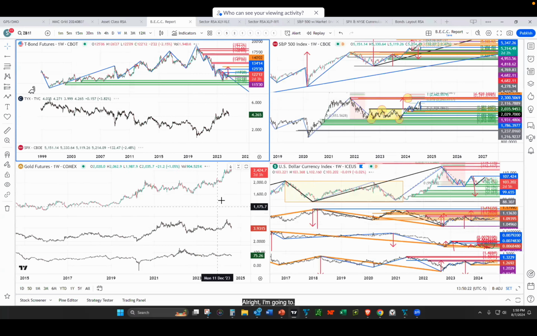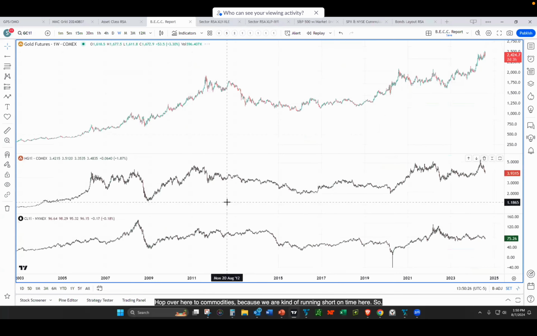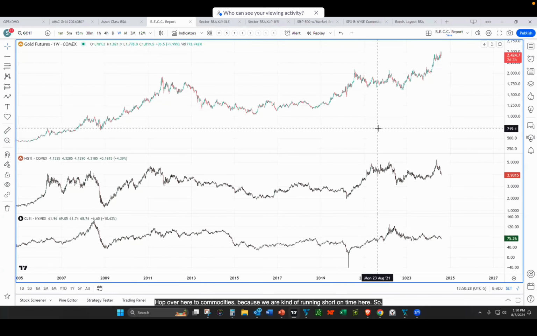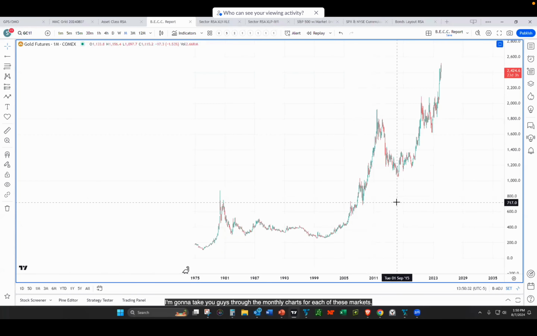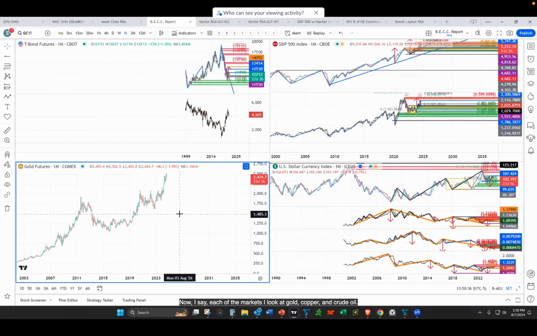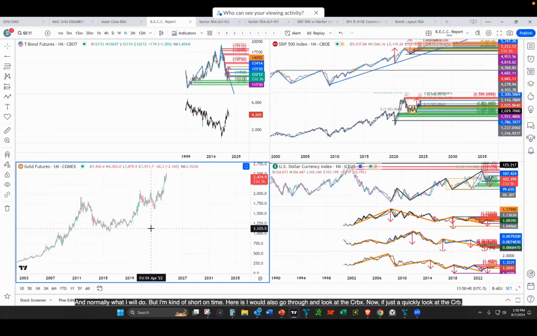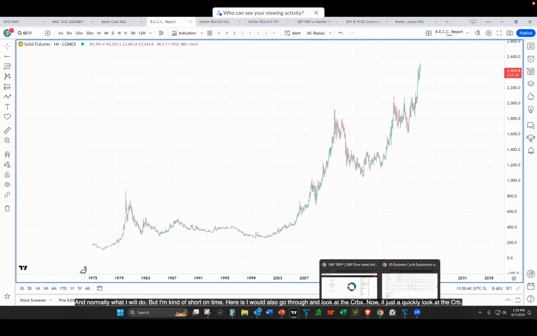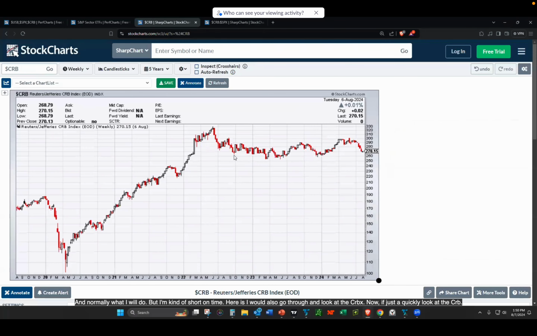All right, I'm going to hop over here to commodities really quick because we are running short on time. So I'm going to take you through the monthly charts for each of these markets. I say each of the markets, I look at gold, copper, and crude oil. And normally what I will do, but I'm short on time here, is I would also go through and look at the CRB index.